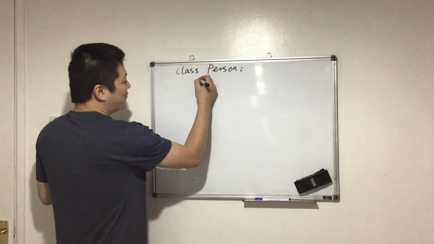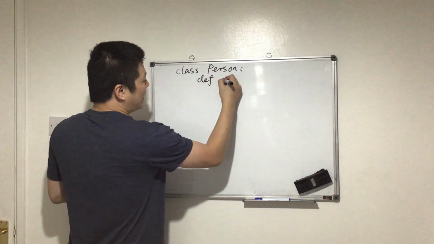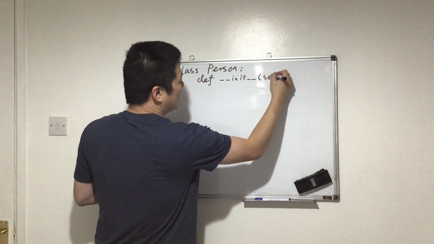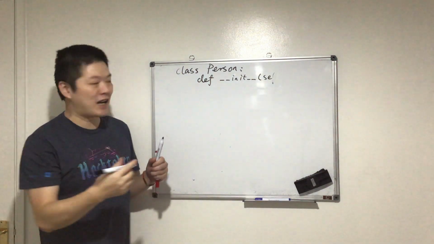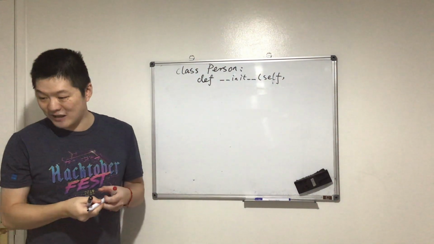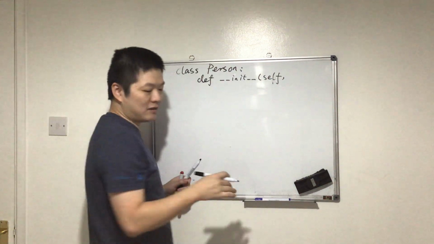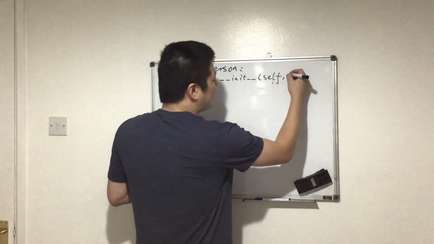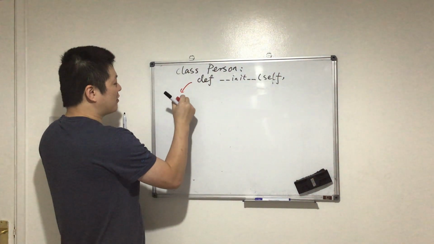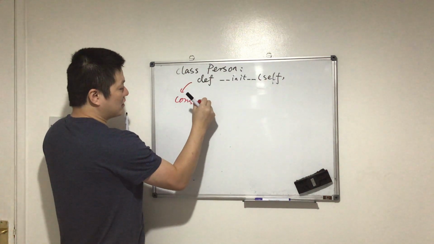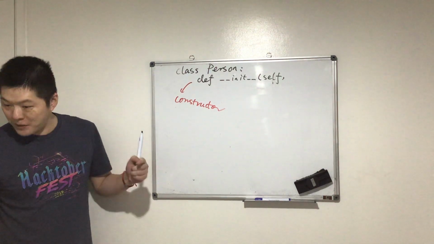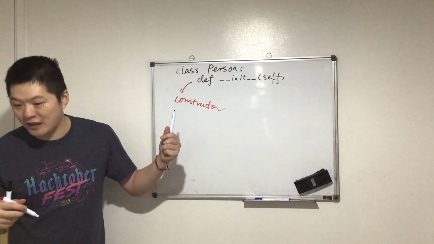Okay, so now we can define __init__. Init stands for initialization. We need to initialize, with self, name and age. This is called the constructor. Do you know what constructor means? To construct something, to build. The function to build the objects.